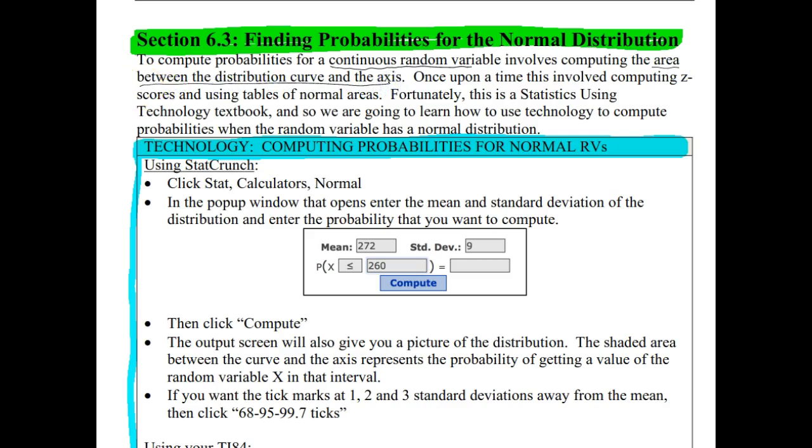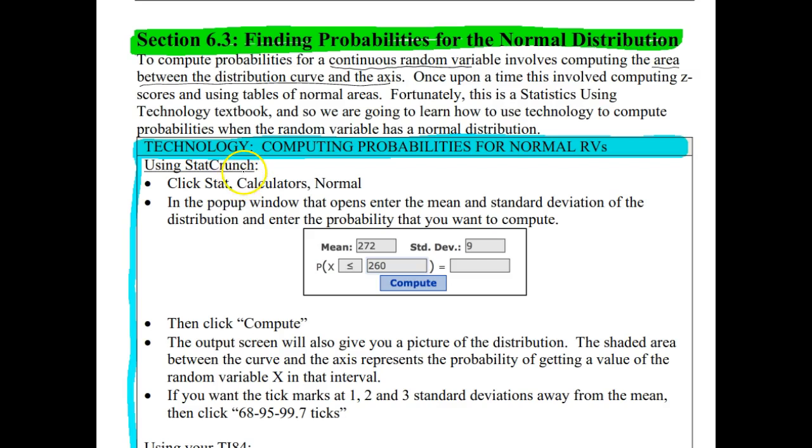Once upon a time, this involved computing z-scores and using tables of normal areas. Fortunately, this is a statistics using technology textbook, and so we're going to learn how to use technology to compute these probabilities when we know that the random variable has a normal distribution.